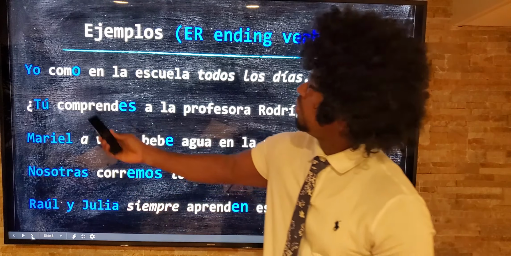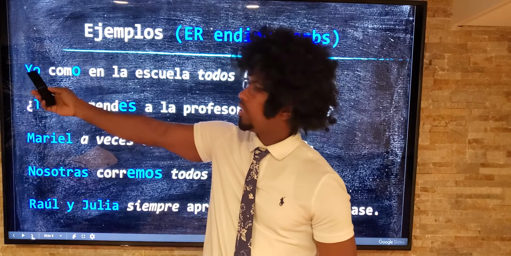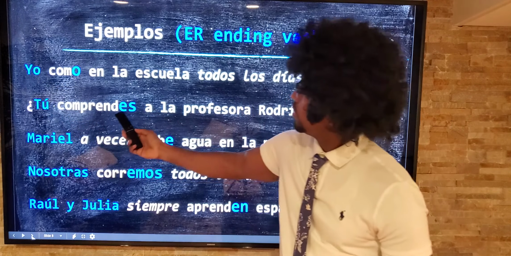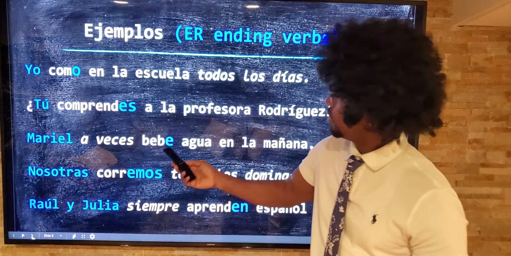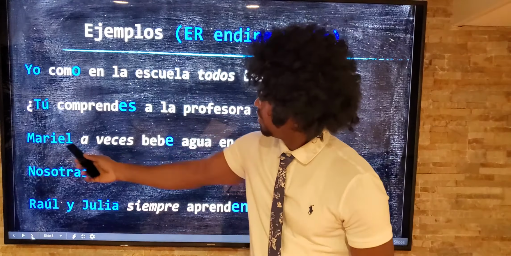So notice how I'm using the ending according to the subject. See, o with yo, es with tú, e, because in this case it's ER, with ella, emos, and en. Okay, so let's see another example with IR now.